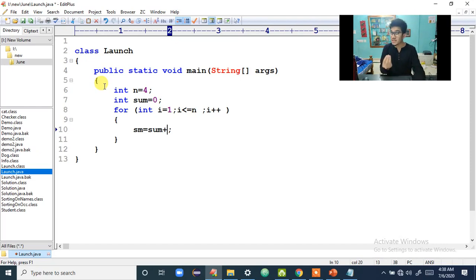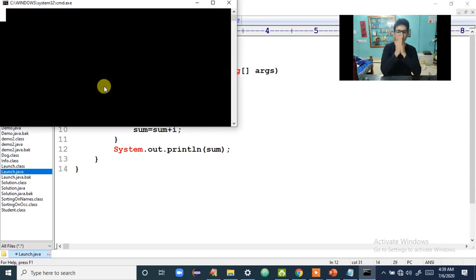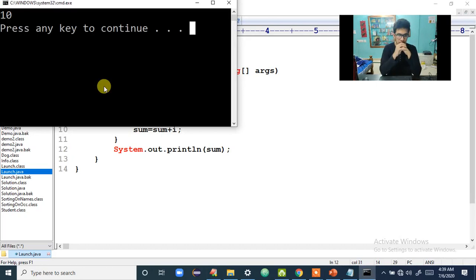What is that something? That is 1, 2, 3, 4. How to get that 1, 2, 3, 4? That is the i value. So sum is equal to sum plus i is the logic. Let me write here like this, and here I will write System.out.println. What do you want to print? Print the sum value. Let's see. See, the answer is 10, right? We got the answer as 10.